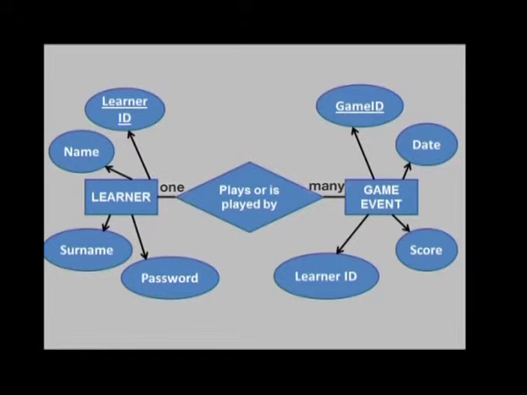For example, a learner can play many games, but each game was played by one learner. So a foreign field would be placed in the events table on the many side of the relationship and would store a learner ID from the table on the one side of the relationship.